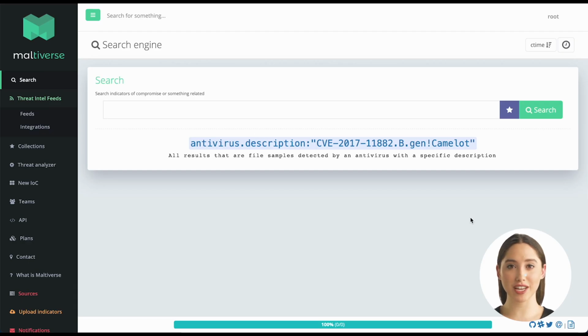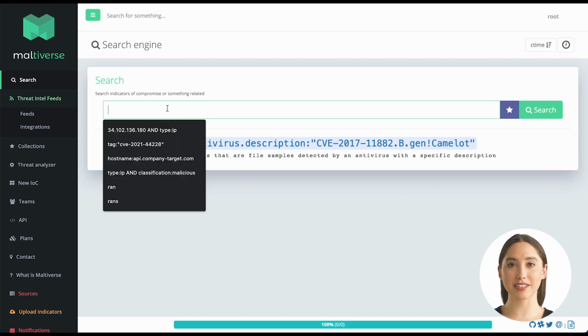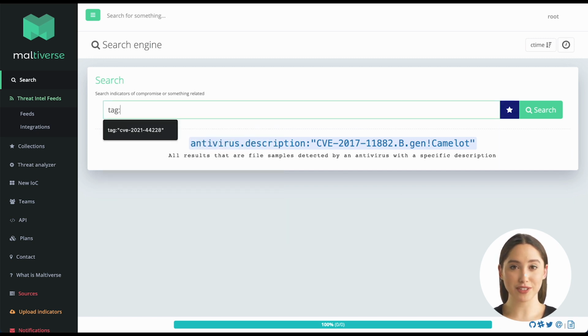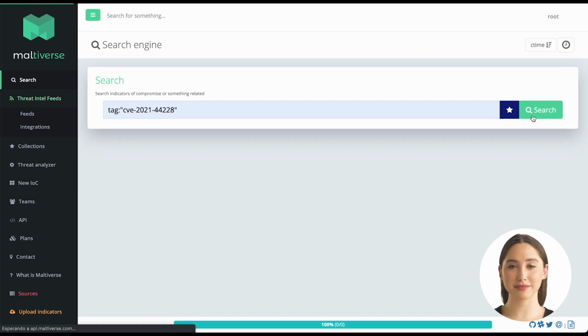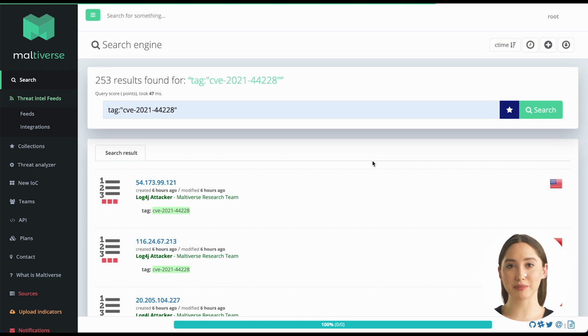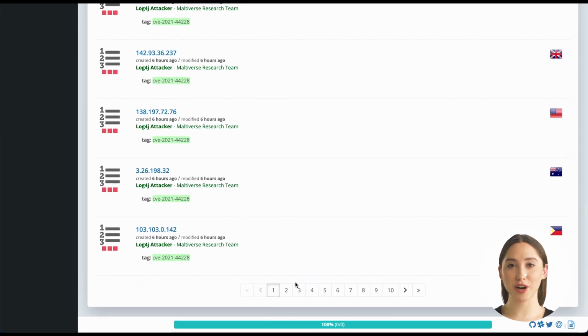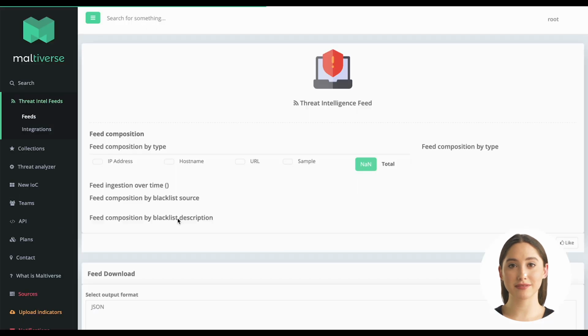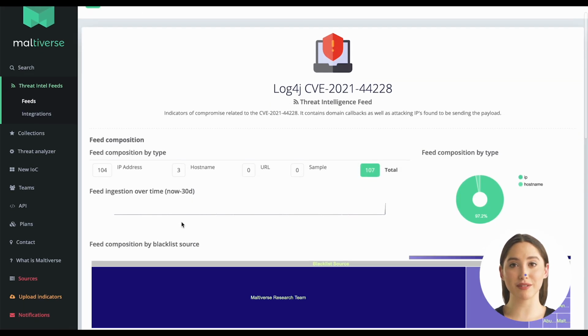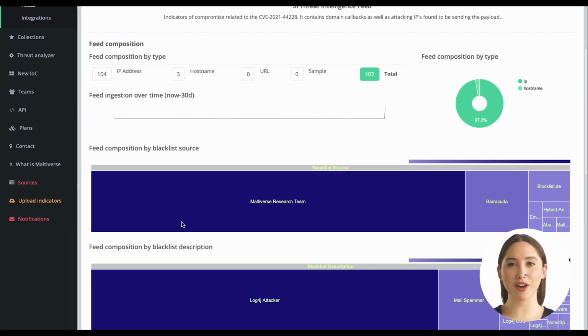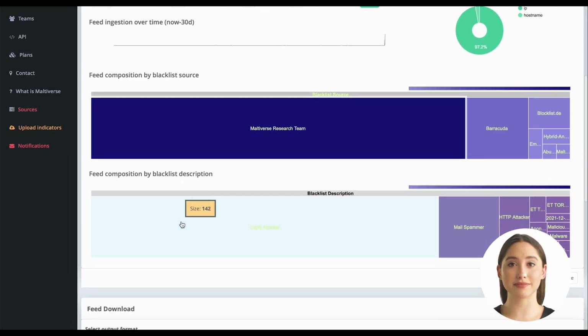In the Maltiverse.com search engine, let's query all the indicators with the tag CVE-2021-44228, which is the ID for the Log4j vulnerability. The results shown are mainly IP addresses that got seen actively trying to exploit this vulnerability and could also have targeted your organization. We have created a specific threat intelligence feed that packages all these indicators of compromise.